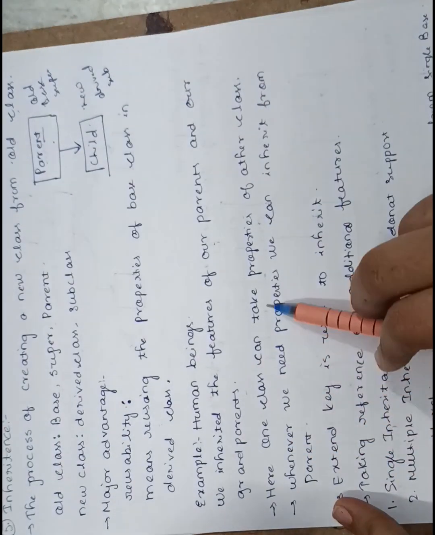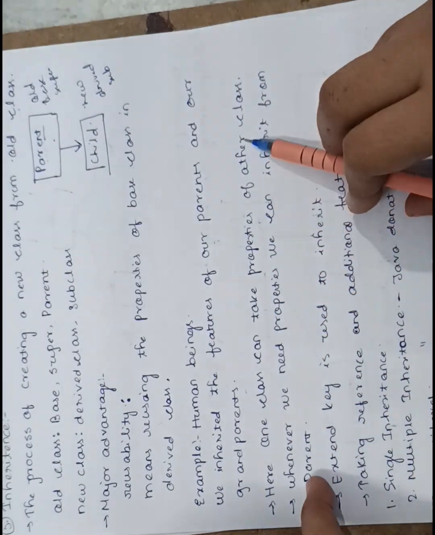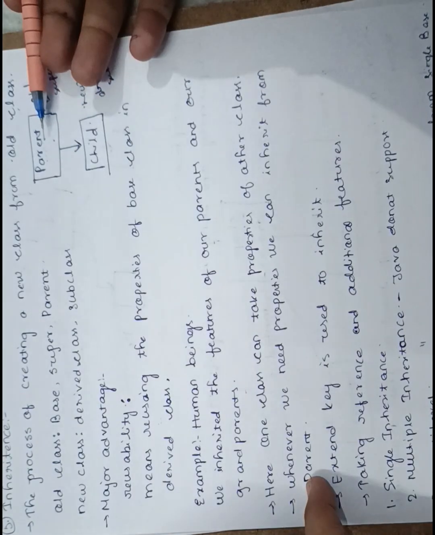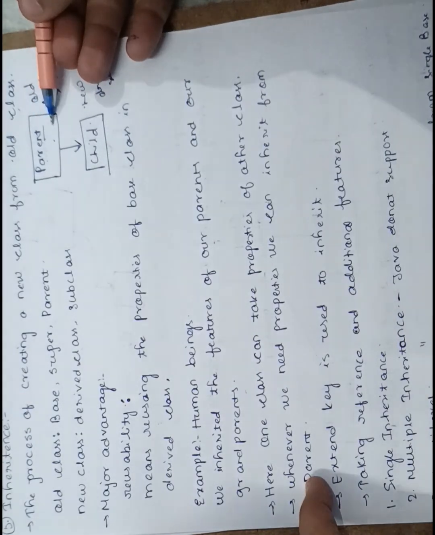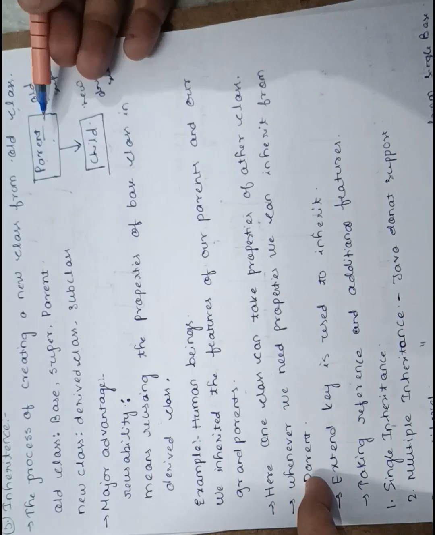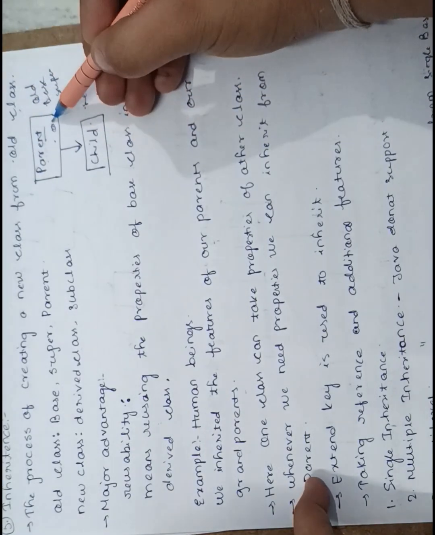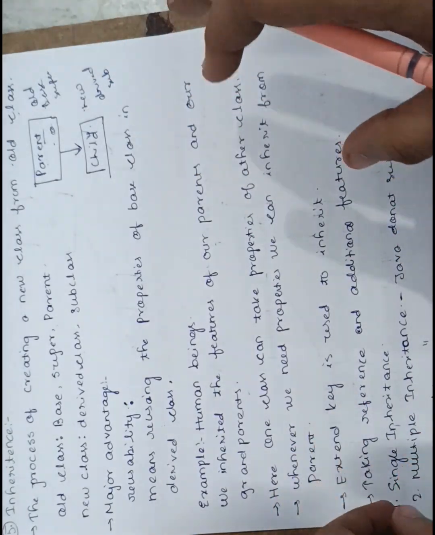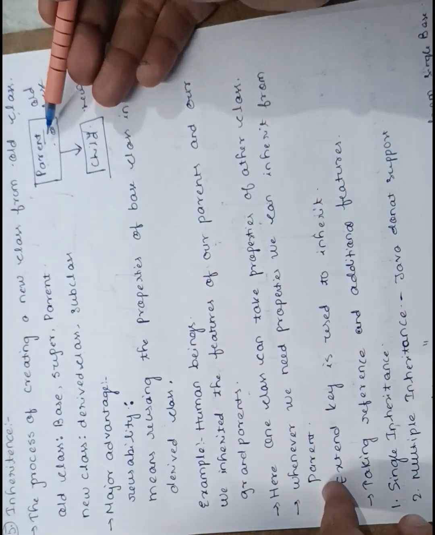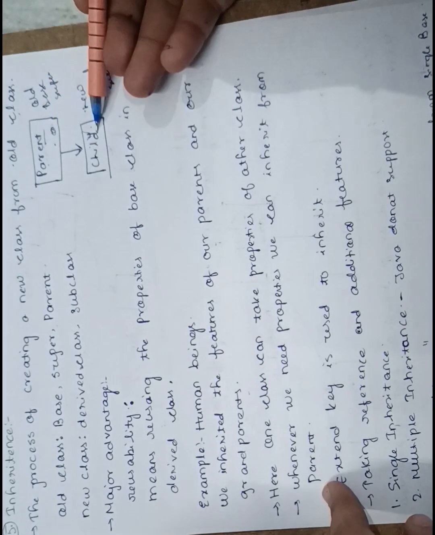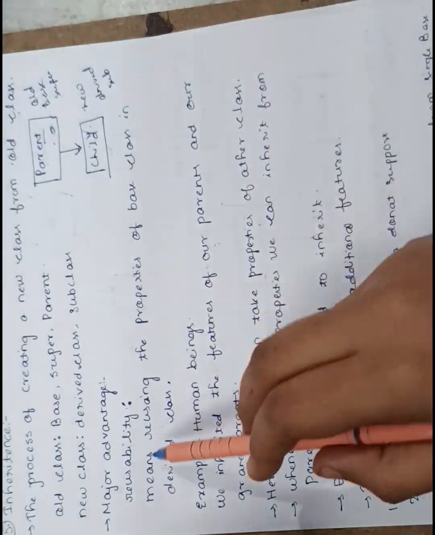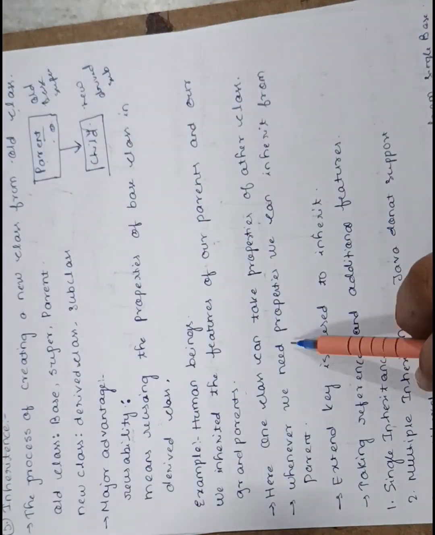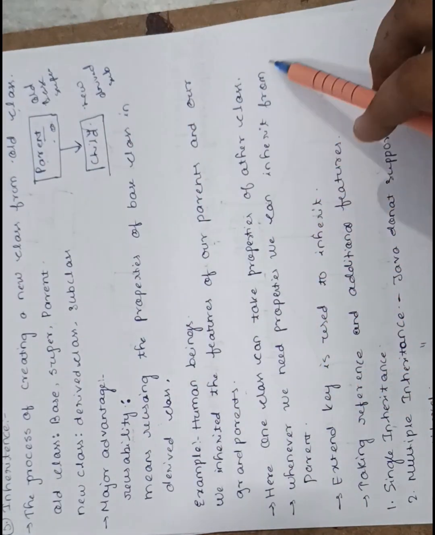So here one class can take properties from another class. While creating code, we can reuse it. If we want to use the same things, then we can inherit the same code from parent to child. It means we do not have to write the code again and again. We can take it from the parent to the child and reuse it. So that is a major advantage, reusability. Whenever we need properties, we can inherit from the parent.